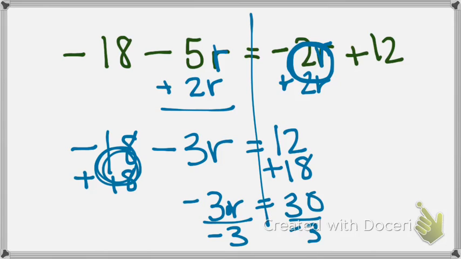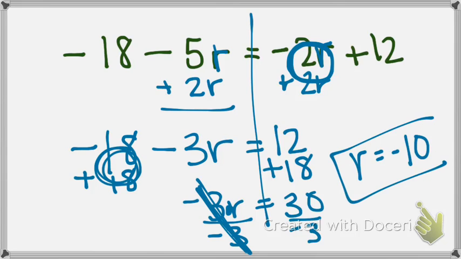So we would want to divide it out. So negative 3 over negative 3 is 1. And R is 30 divided by negative 3, which is negative 10. And again, if we wanted to check it, we'd have to check it both sides. So we'd have to plug it in to the left, see what it's equal to, plug it into the right, and make sure they're the same.